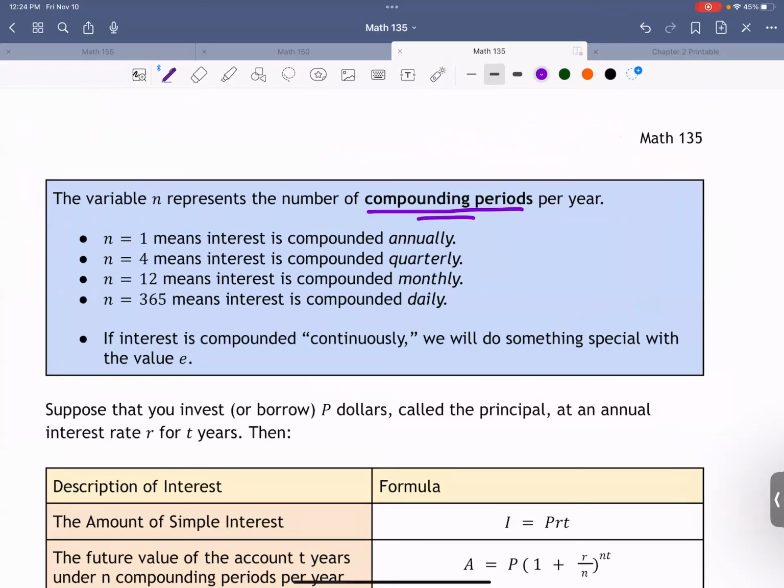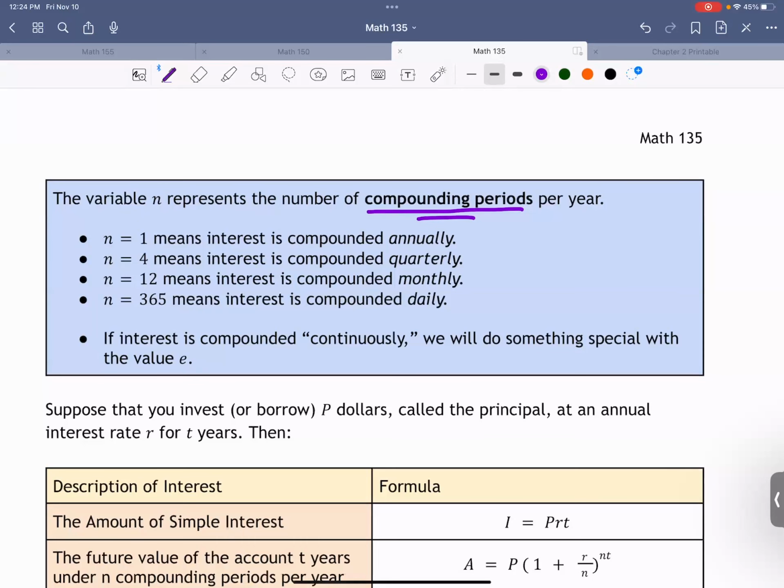And what that means is basically, you don't have to calculate interest once a year, right? For example, most house loans, your interest is calculated every month, okay? And the number of times that you calculate the interest and figure out your new principal every year, that's the number of compounding periods you have.